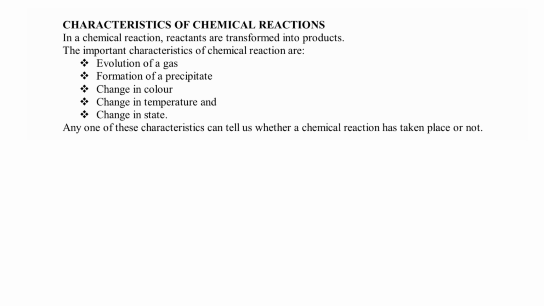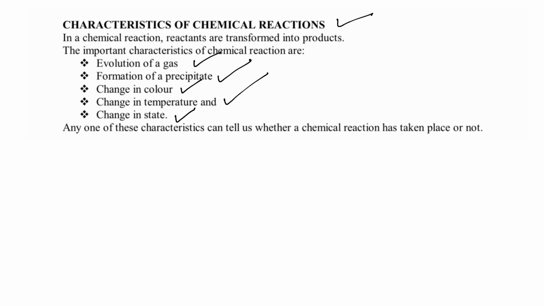Remember this point. What are the characteristics of a chemical reaction? Or they will be asking what are the changes we can observe during a chemical reaction. Okay, very important. Evolution of gas can happen. Precipitate can form. There will be a change in color sometimes. There can be a change in temperature or change of state.